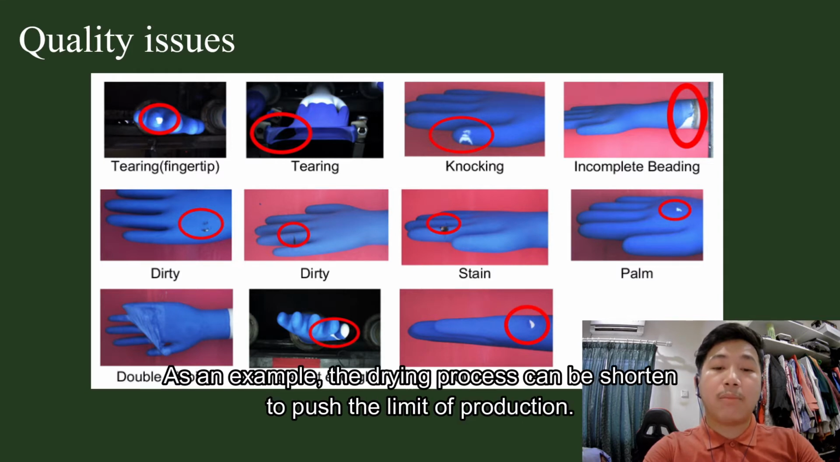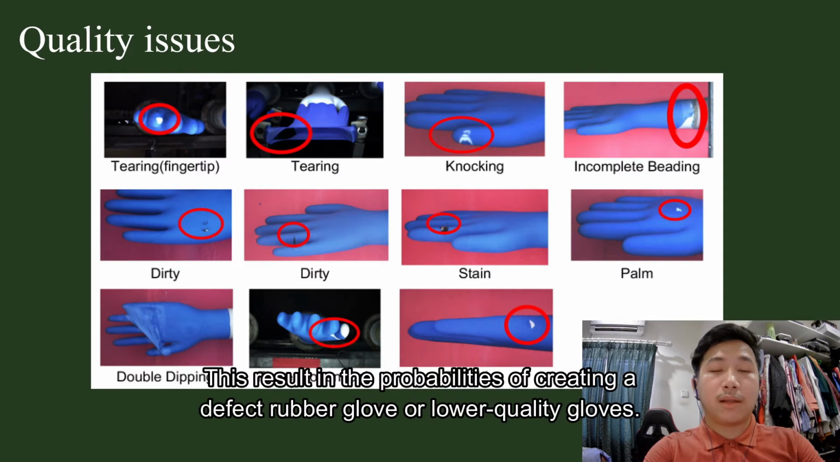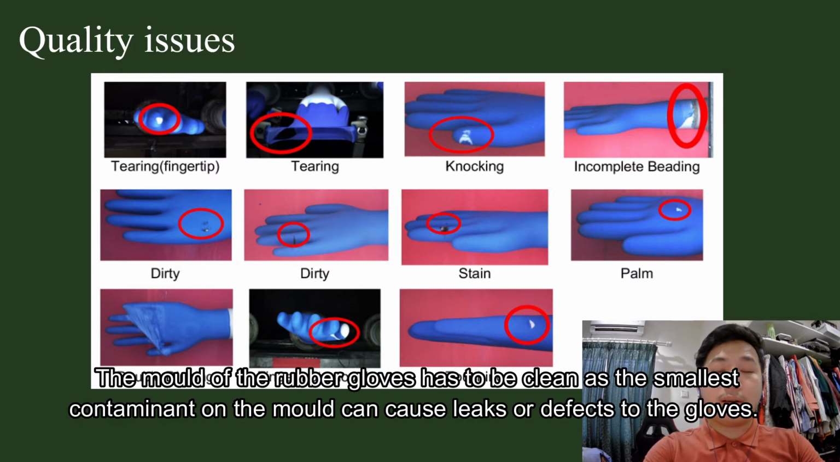As an example, the drying process can be shortened to push the limit of production. This results in the probability of creating a defective rubber glove or a lower quality glove. The mold of the rubber glove has to be cleaned, as the smallest contaminant on the mold can cause leaks or defects, as you can see in the picture.